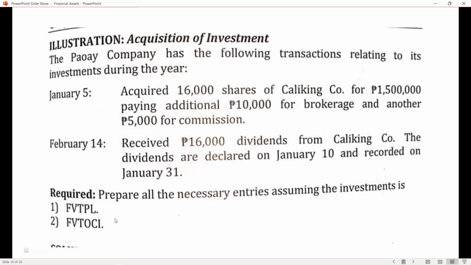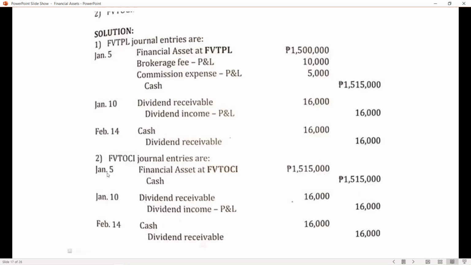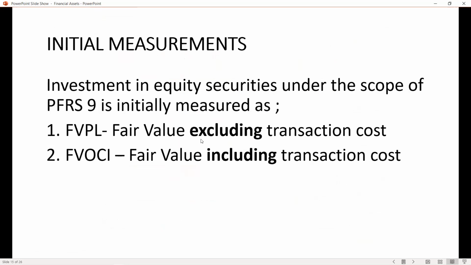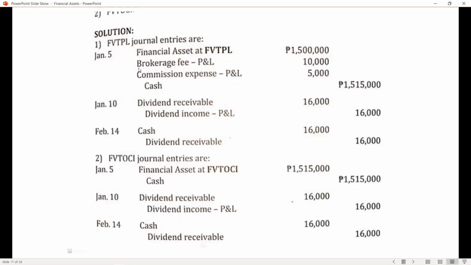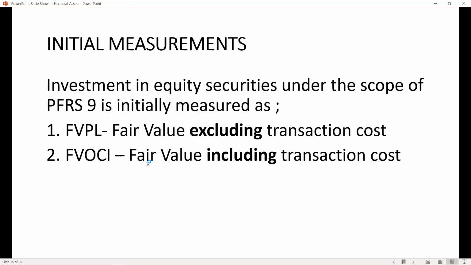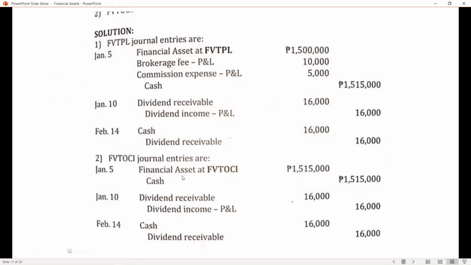Sa FVOCI naman, kapag FVOCI yung measurement natin, tingnan nyo yung January 5 transaction. It is very different from ito. Kasi yung 10,000 na brokerage at saka commission, in-add niya doon sa 1.5. Kaya, yung financial asset value mo at FVOCI is 1,515 at saka yung cash mo, 1,515. Di ba? So, nakita niyo yung difference. Sabi dito, i-exclude mo yung transaction cost, gawin mong expense, which is ito. Tsaka, sa FVOCI, isasama mo siya. Yung transaction cost, isasama mo sa amount mo sa fair value, which is nangyari naman dito.